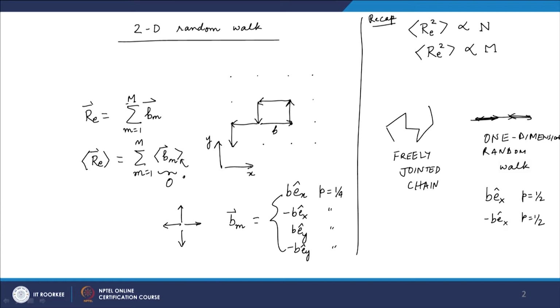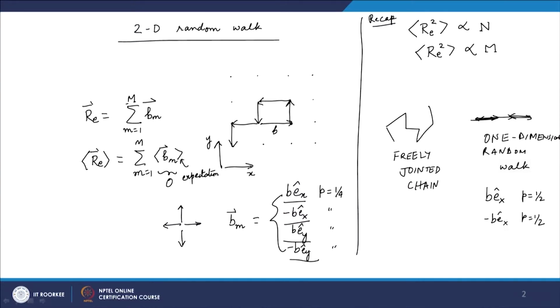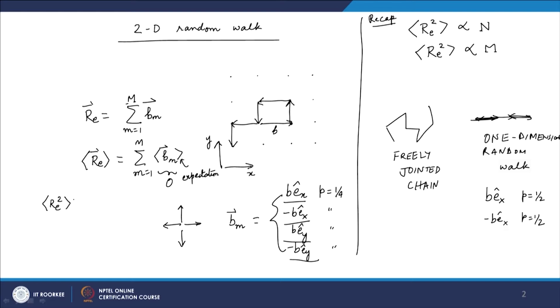Okay. This, by the way, is also what is known as the expectation in mathematics. That is, we multiply every possible value with its probability and add them together. If I multiply each of them by 1/4 and add them together, we will get 0. Okay. And then again the square of this, by the same logic as earlier, can be something like this.